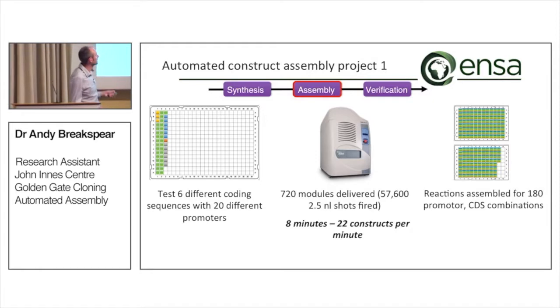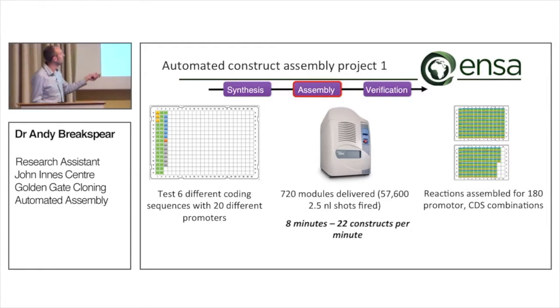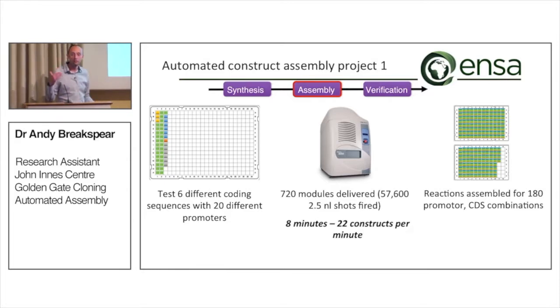So in this project, we're asking the Echo to do 720 deliveries. If you're familiar with the software, this is using cherry pick and would import a pick list of 720 lines. And in this particular case, this involved 57,600 2.5 nanoliter shots. We didn't miniaturize as much as we could in the first instance.